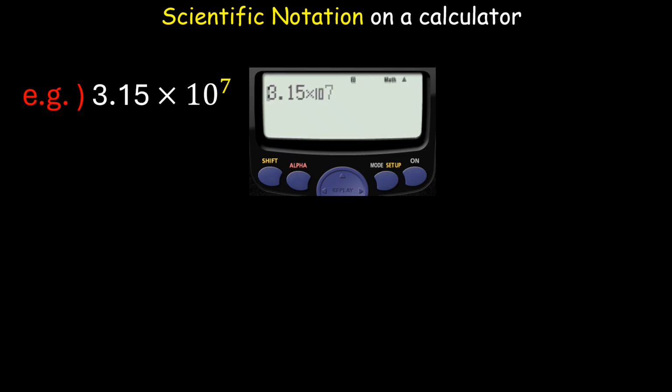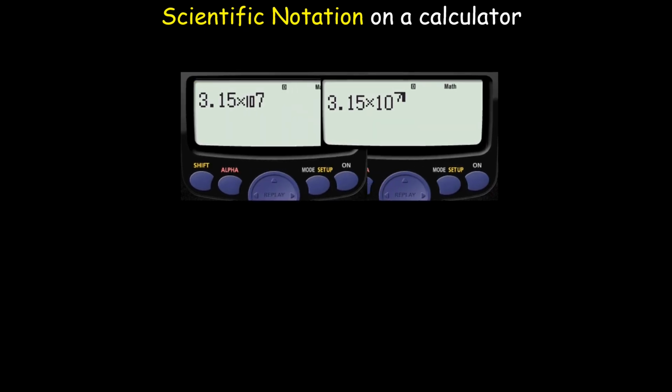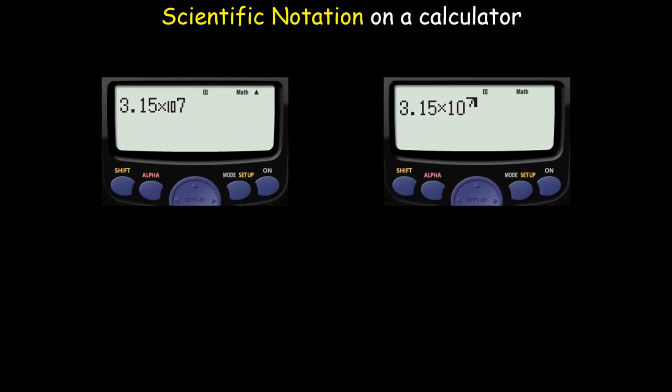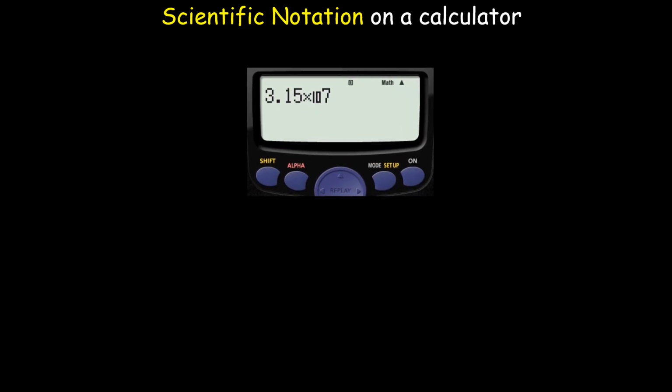That's it. Alternatively, you can type exactly what you see. 3.15, then the multiplication key, followed by 10, then press the power key, and finally type in the power. Using either method, then pressing equals, will usually convert the answer to decimal form, if it can fit on the calculator's display. Otherwise, it leaves it in scientific notation.